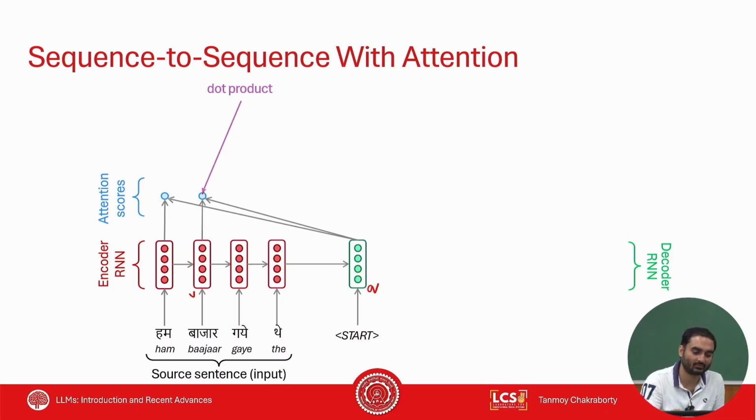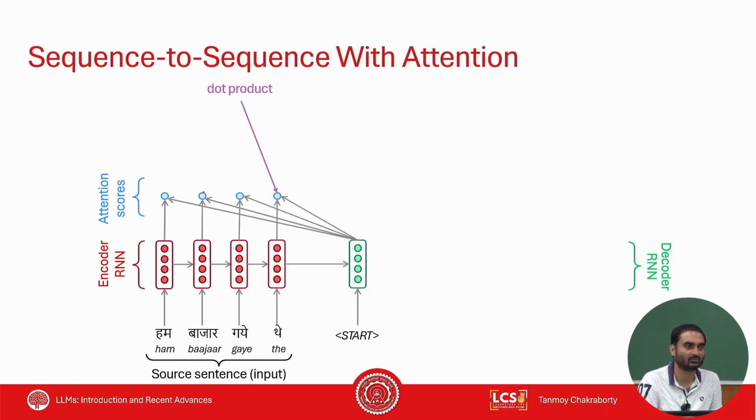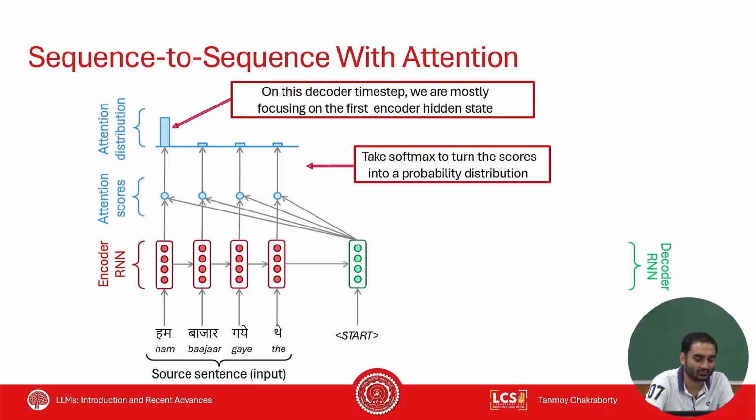So this is the second dot product, third dot product, fourth dot product. What are these dot products indicating? They are indicating the similarity, right? So these are called attention scores. All of these elements are scalars, remember this. From attention score, I pass them through softmax. Softmax will produce a distribution, and this distribution is called attention distribution.